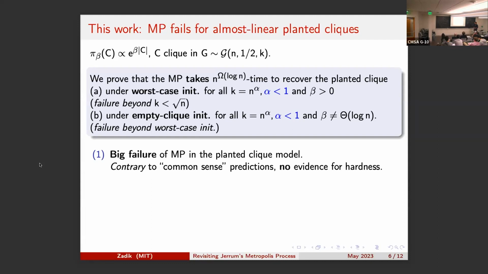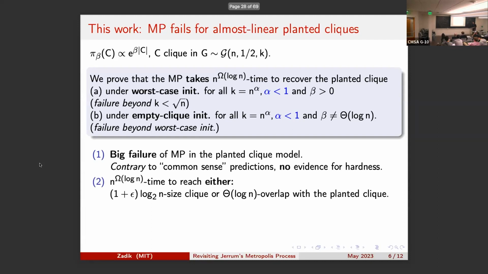Okay. So let me say a little bit how we improve on Jerrum's results. It's not that we can only prove that it takes quasi polynomial time to get to 1 plus epsilon log n, like Jerrum did. We can also prove you cannot find even epsilon log n correct vertices of the Plantinga clique at these time scales. So it's not about finding only a large clique. You cannot even enter a little bit here.